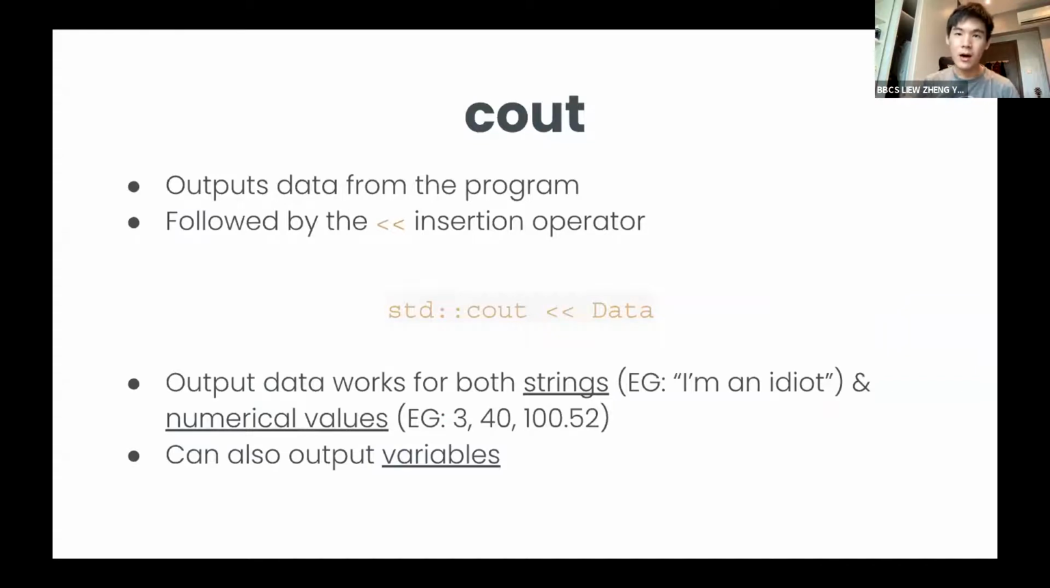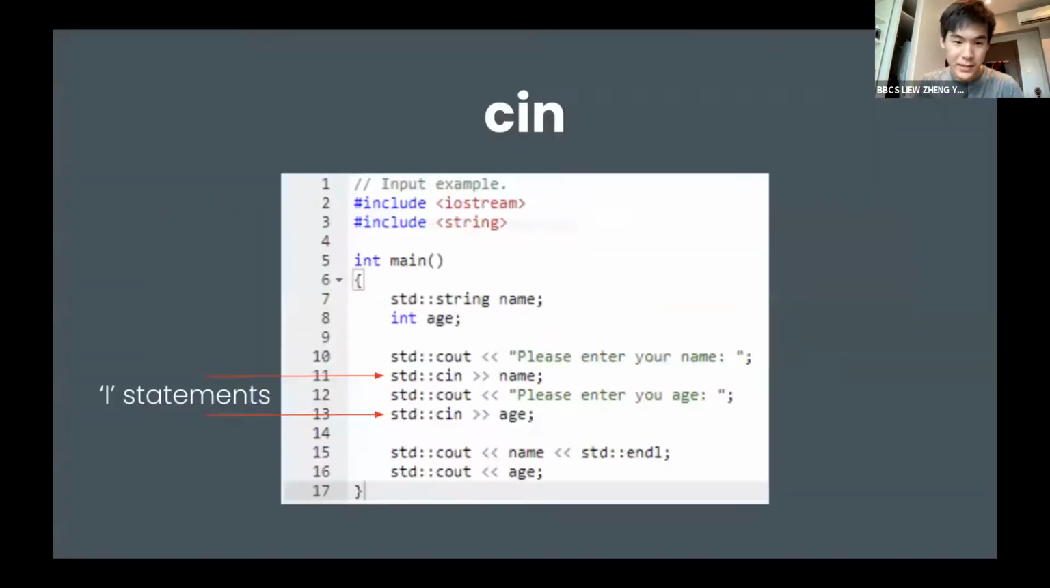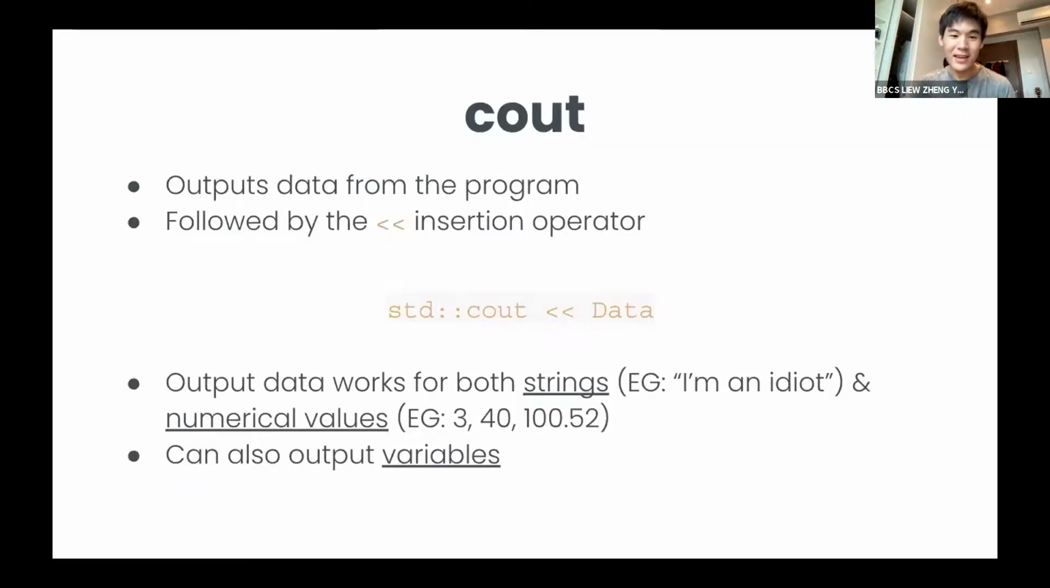So cout is functionally the opposite of this, but there's a catch. Instead of using the extraction operator, which was two right arrows, cout uses the insertion operator, which is marked by two left arrows. It works for both strings and numerical values, same as cin basically.